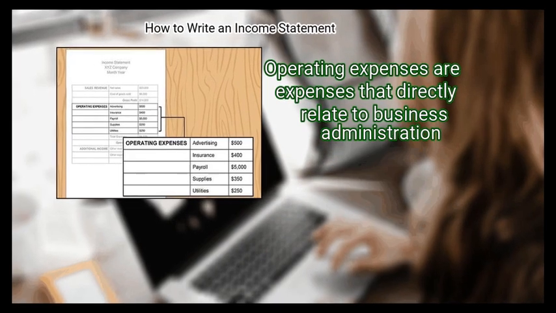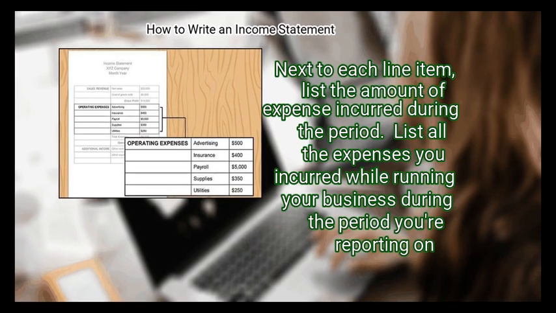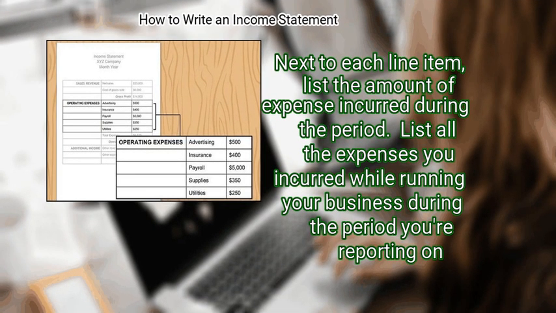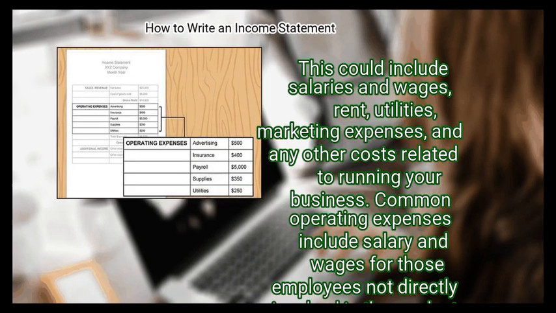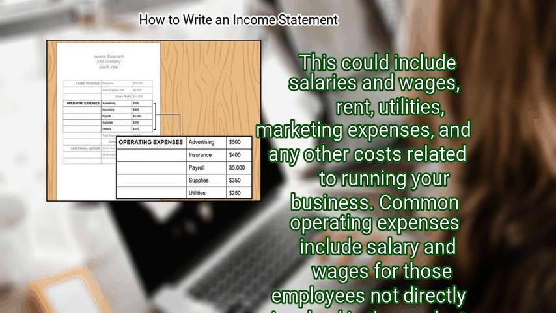Operating expenses are expenses that directly relate to business administration. Next to each line item, list the amount of expense incurred during the period. List all the expenses you incurred while running your business during the period you're reporting on. This could include salaries and wages, rent, utilities, marketing expenses, and any other costs related to running your business.